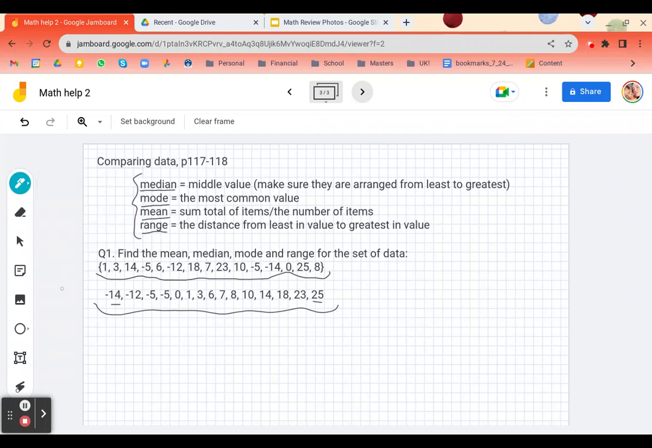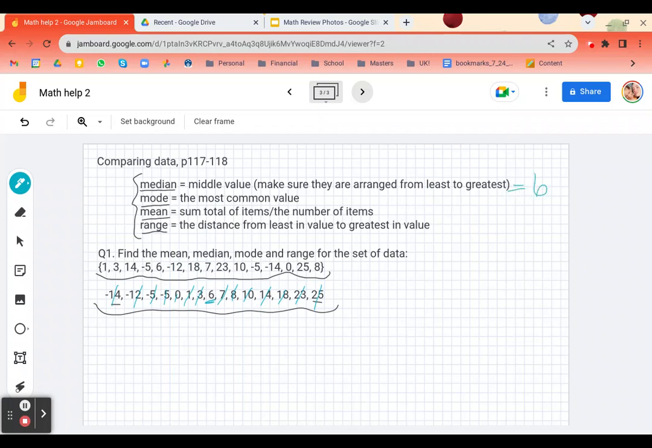The median is the middle value. So I want the actual middle value. If I have 15, I'm going to go, okay, not that one, not that one, not that one, not that one, and I'm going to do it until I get to the middle. And here we have one. So my median is 6.